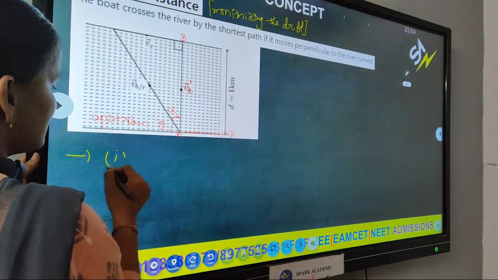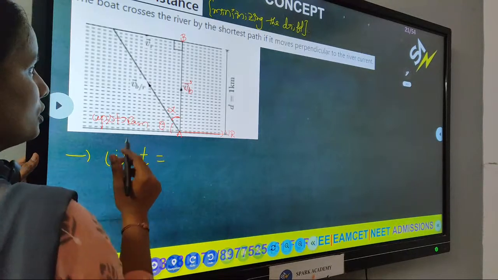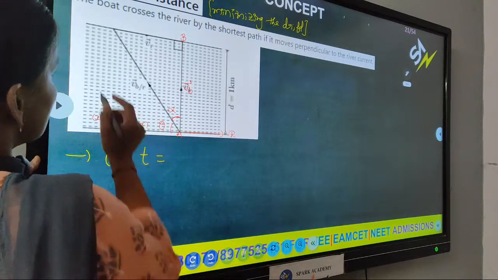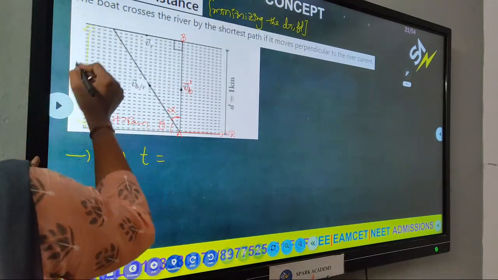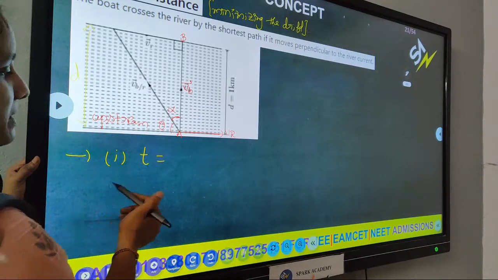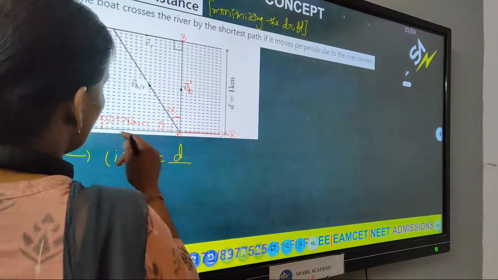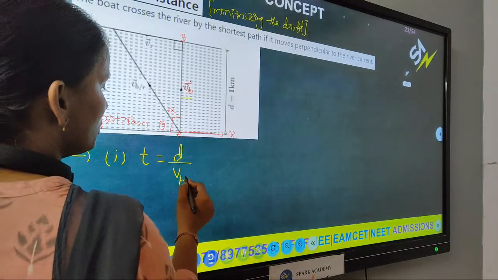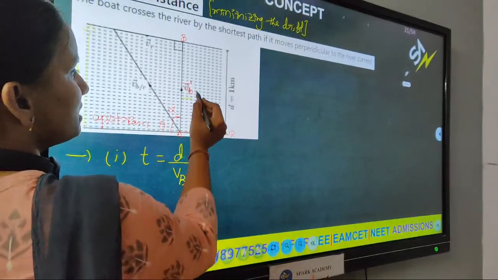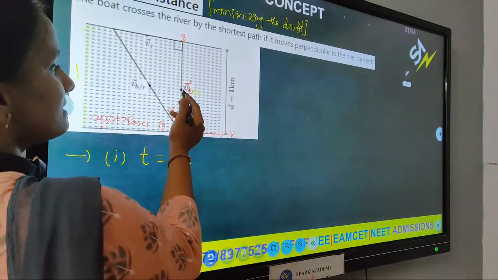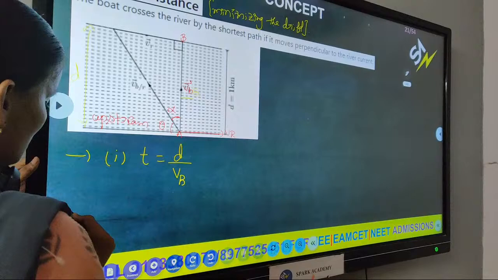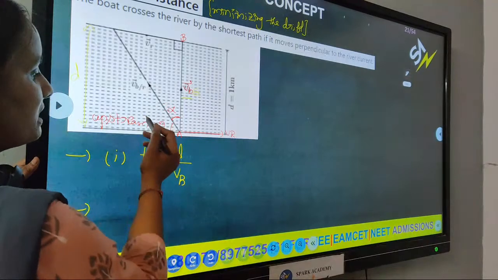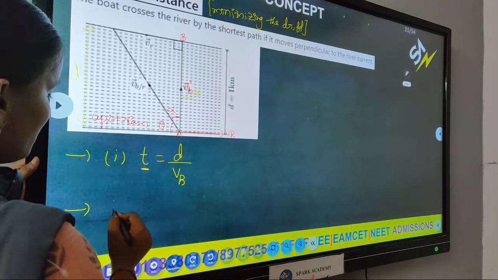So in this situation, the questions can be asked this way. What is the time taken to reach the opposite bank in the shortest distance? Time taken means he needs to travel this distance, that is the distance between the banks. Along that distance there is an actual boat velocity, which is the velocity of the boat with respect to ground. So in the shortest distance, time taken is the distance between the banks by the velocity of the boat.